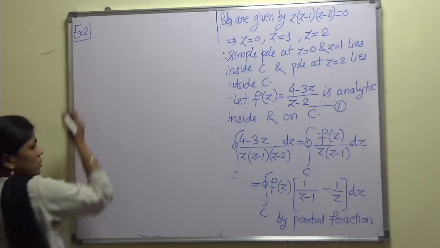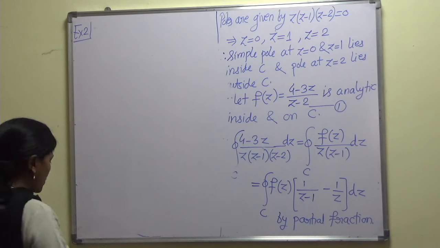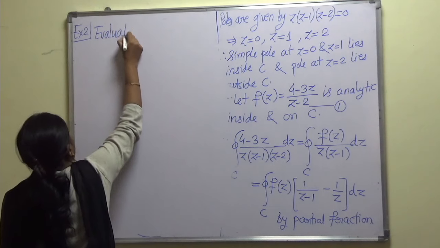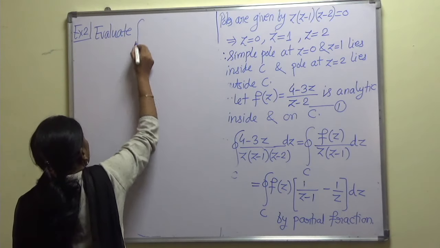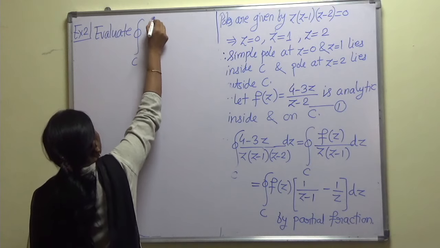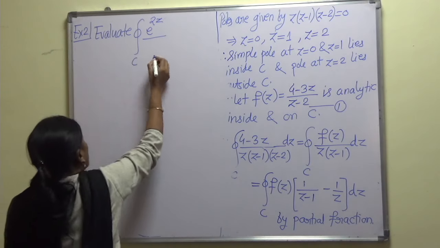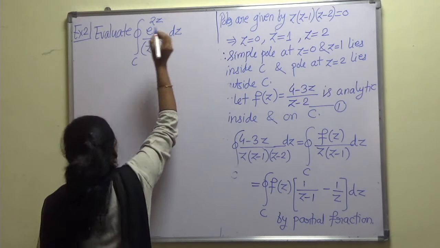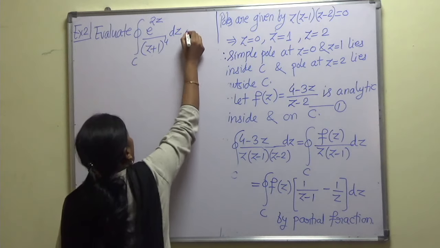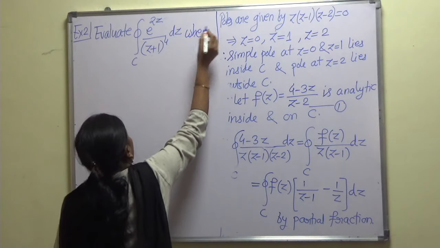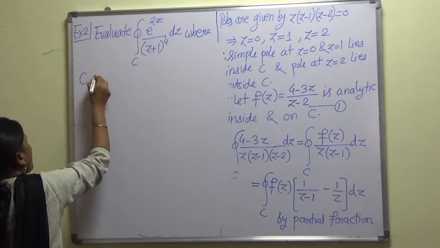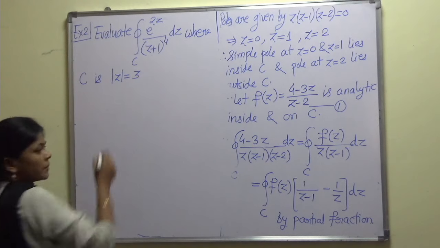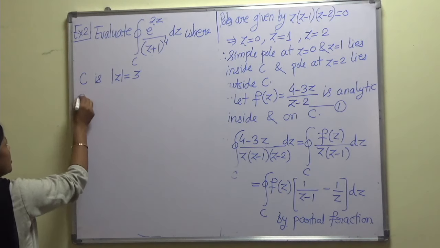Example number 2 of today's session. Evaluate integration over c of e raised to 2z upon z plus 1 to the power 4, where c is mod of z equal to 3. Okay, so solution.